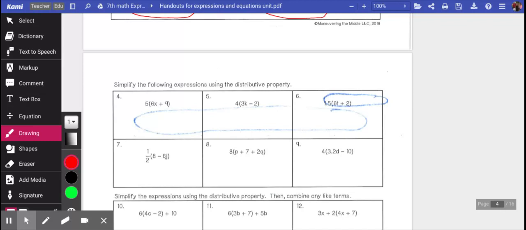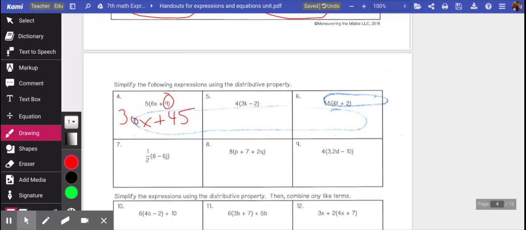Number 4, we're going to do 5 times 6x, which is 30x. And then 5 times 9 is a positive 45. You can't forget to multiply by that second number. And don't put a plus or minus sign down. You'll see why after a few.